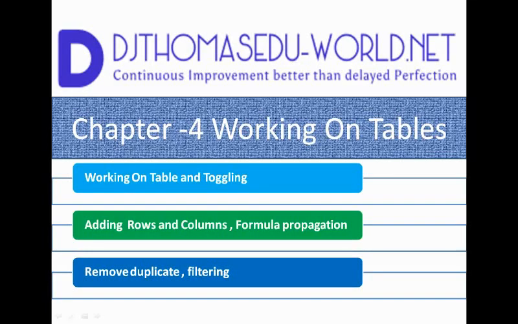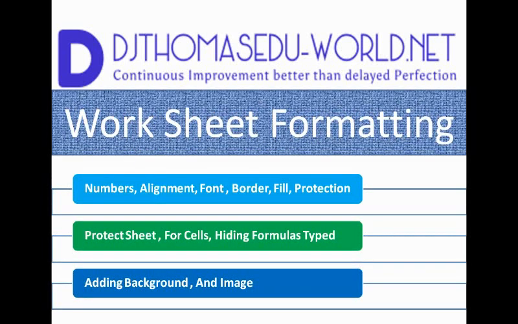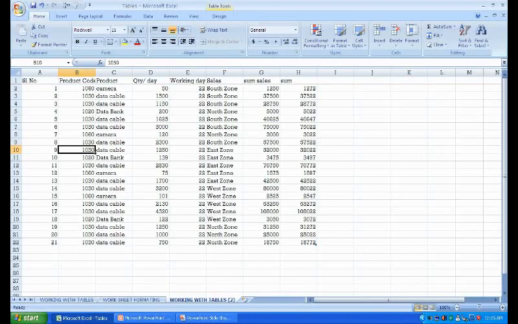This completes working on table and toggling, adding rows and columns, formula propagation, remove duplicates, and filtering. Let's move on to worksheet formatting. Here I categorized worksheet formatting into 3 subdivisions where it will be explained for numbers, alignment, font, borders, fill and protection, protect sheet for cells, hiding formulas typed, adding background and images. Let's see how it is performed in Excel.